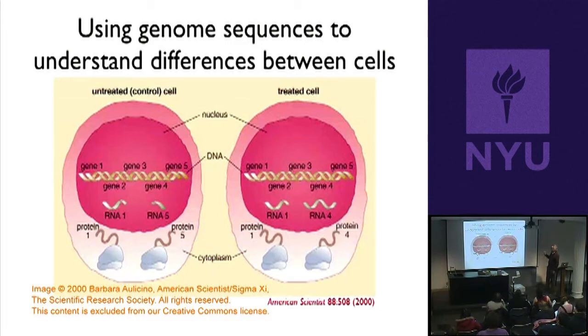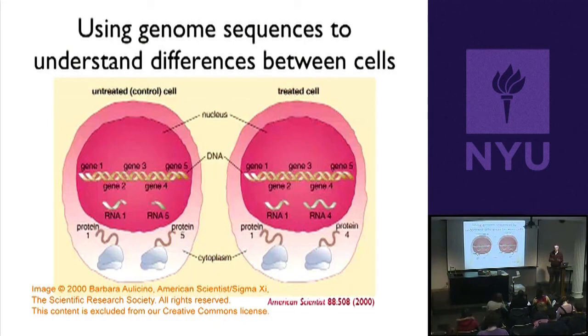Okay? And if you know something about protein 4 and protein 5, then that'll tell you what effect that drug is actually having on the cells. For example, if protein 4 is a protein that's made only when cells are about to die, then this is probably a toxic drug. And if protein 5 is something that's really important for cells and it goes away when you add the drug, then that's a bad situation too.